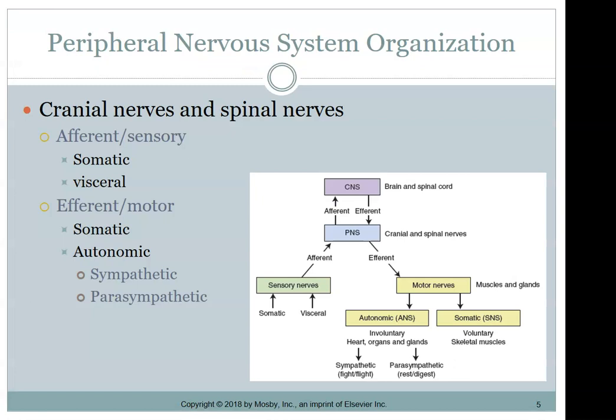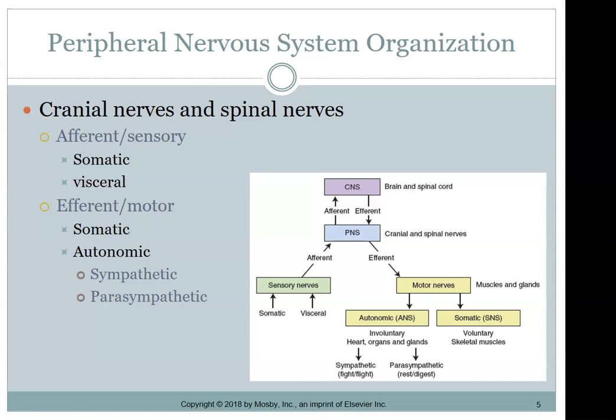The peripheral nervous system organization. The PNS includes the nerves that travel to the point of sensation and the nerves that carry the sensation back to the brain. These are termed the efferent or motor nerves and the afferent or sensory nerves.